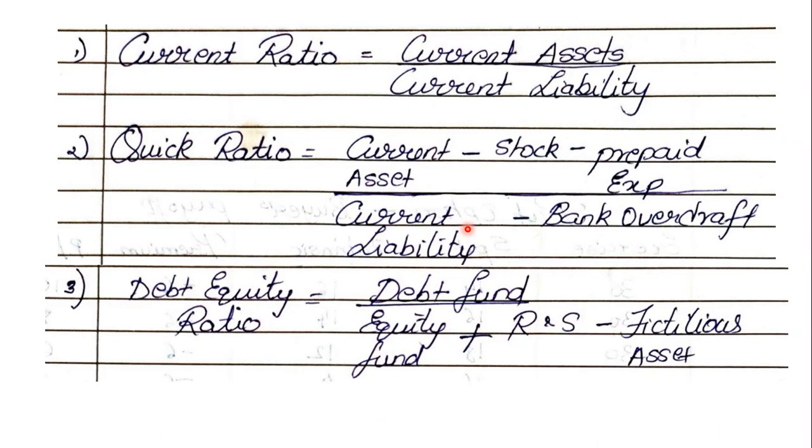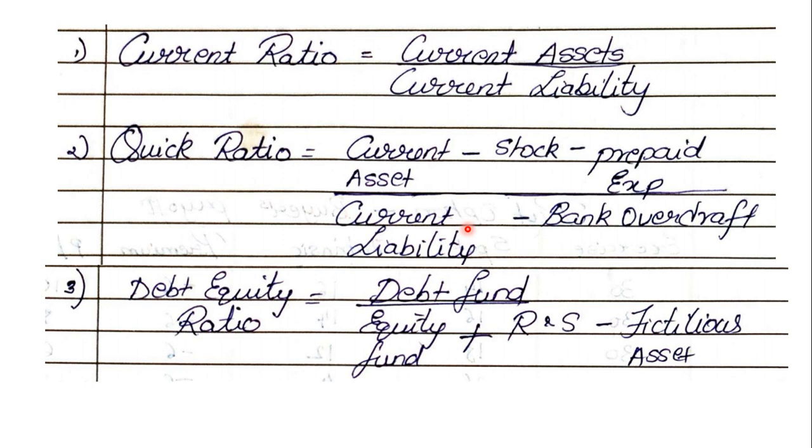Okay, so number one, we have current ratio. Current ratio in simple term is current asset upon current liability. So all your current assets upon all your current liability. Second, quick ratio. It is also known as liquid ratio. It is also known as acid test ratio. So remember, quick ratio has three names: quick ratio, liquid ratio, and acid test ratio.